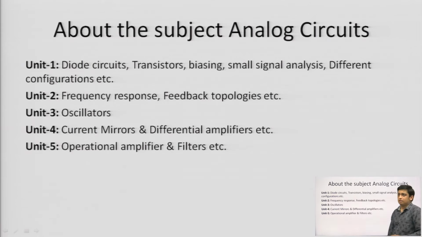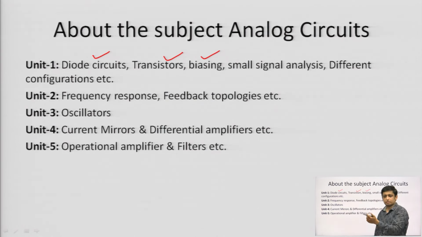So, this is about the subject analog circuits. In unit 1 we are going to firstly study diode circuits, then transistors, then biasing, then small signal analysis of those amplifiers to calculate different parameters like input resistance, output resistance, voltage gain, etc. Then different configurations: in BJT common emitter, common base, common collector. In MOSFET there are 3 configurations: common source, common gate, common drain. These are not the only topics in analog, these are a few topics of analog circuits of which I am going to give you a small overview, fine.